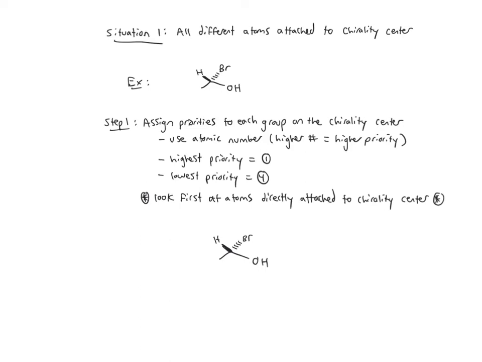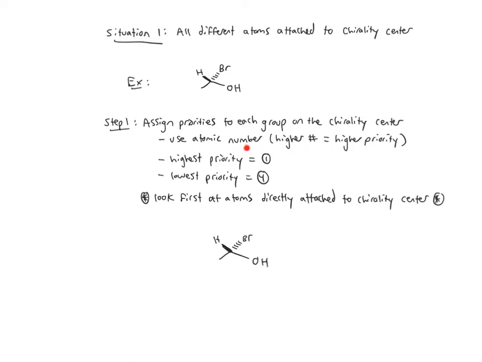This video is going to start a discussion on how to name enantiomers, and we talk about this in order to be able to identify which enantiomer is which. One of the things that we're going to have to do first is to take a look at all of those groups that are attached to the chirality center directly. So these are the atoms themselves that are attached. We're going to be taking a look at those, and we're going to be using their atomic numbers.